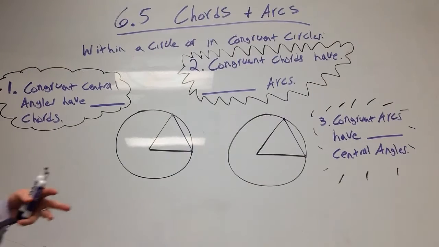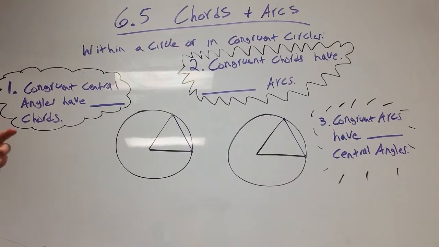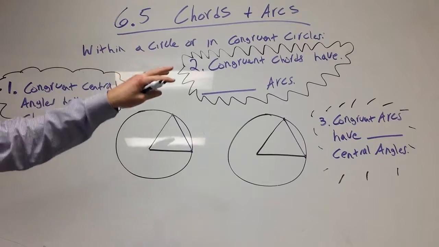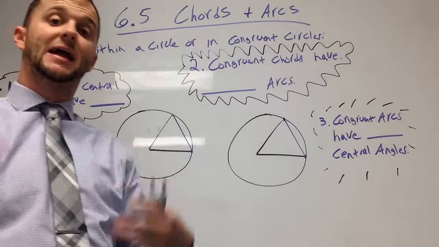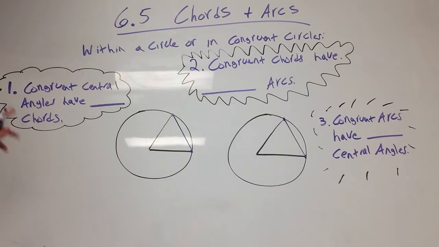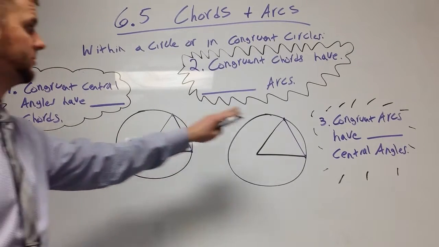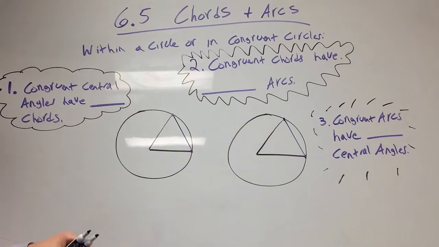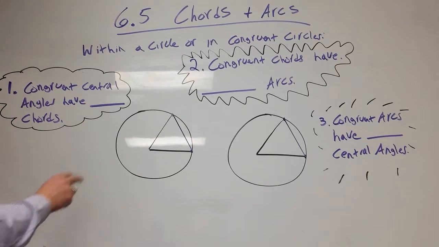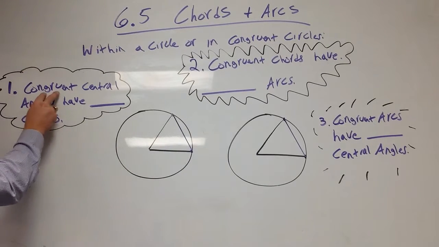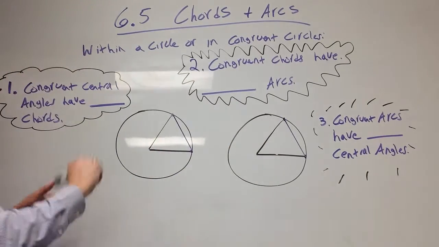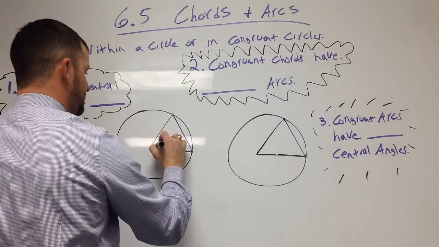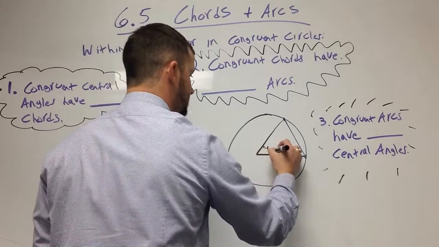Whenever you have a chord within a circle or in congruent circles, three things are going to happen that are going to help you to answer things about chords. If you look at this first one, if you have two circles, and we know that both of these circles are congruent, there's something that will help you to figure out measurements. So let's do this first thing. If I have two circles, and they have a congruent central angle, for instance, if I look at these two angles, and let's say hypothetically that this is 40 and this is 40.